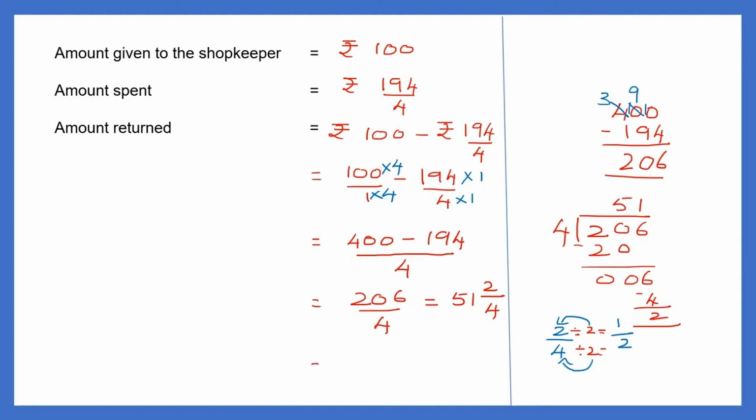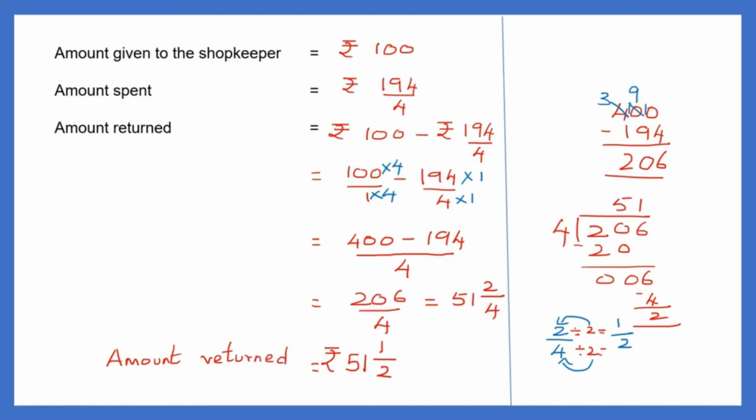So when I write my final answer here, it becomes 51. 2 by 4 has now become 1 by 2. And this is rupees. So the amount returned is 51 rupees, 51 1 by 2 rupees.